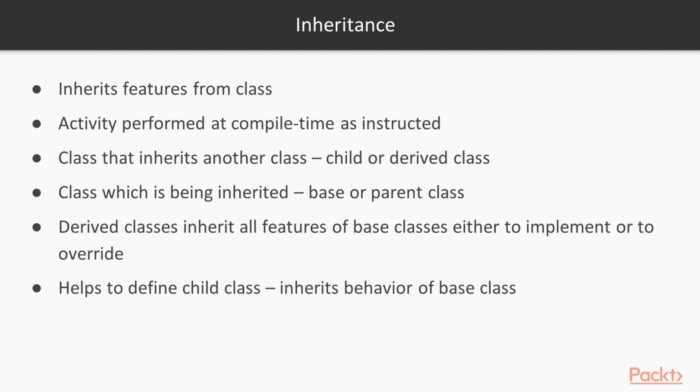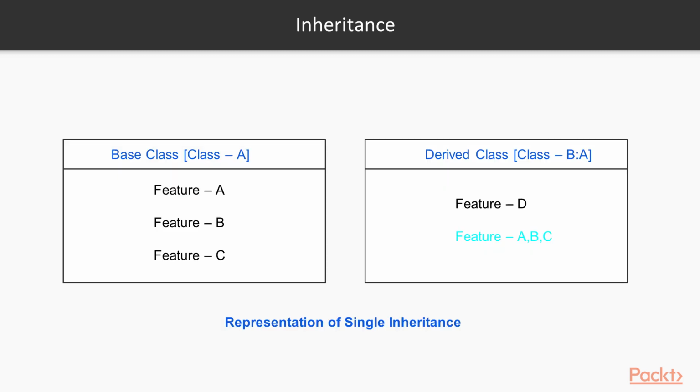Inheritance as a feature of OOP helps you to define a child class. This child class inherits the behavior of the parent or base class. Inheriting a class means reusing the class. Let's see the representation of inheritance using a diagram. In this figure, the derived class, that is B, inherits all the features by ignoring modifiers. Features are inherited whether these are public or private. So here, public features, that is A, B, and C, will be implemented.